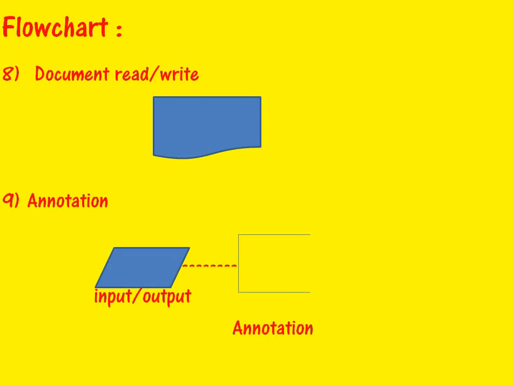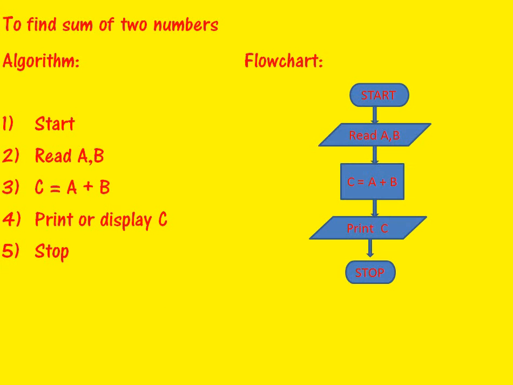Now we see how to write a flowchart for a simple problem. For addition of two numbers, here are the steps we have already written. See the algorithm. First step, start. Second, read, initialize or declare the variables. Third, perform the operation in a third variable. Fourth, print the statement or the value of the operation performed. Fifth, stop the process.